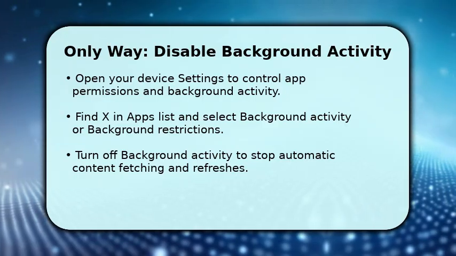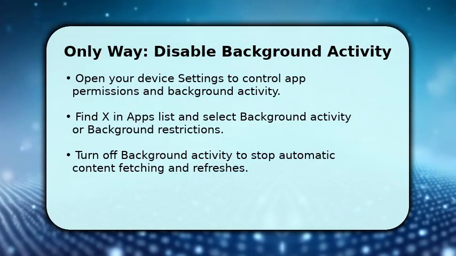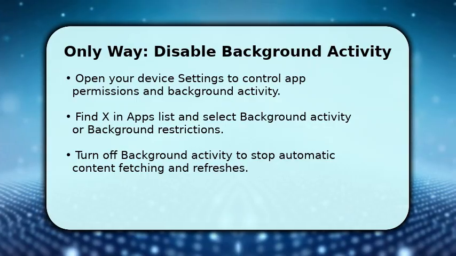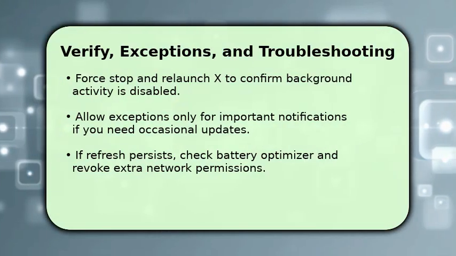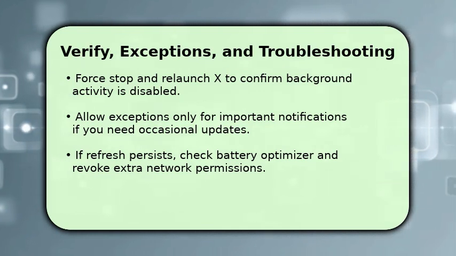Return to the app and verify that automatic refresh no longer occurs when you are not using it. Force stop and relaunch X to confirm background activity is disabled and working. If you still want critical alerts, allow only notification permissions while keeping background activity off.